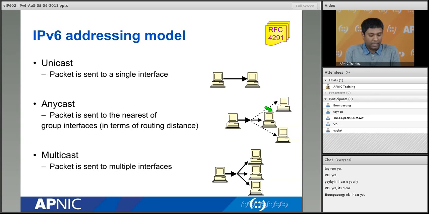And as we explained, there is no broadcast in IPv6. All the broadcast functions in IPv6 are done using multicast.